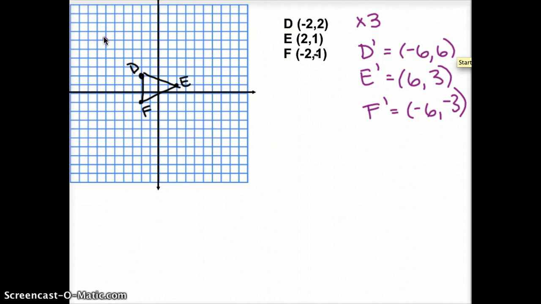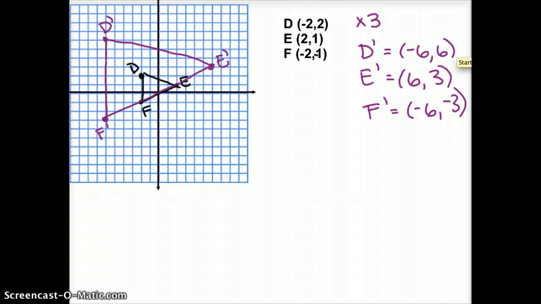So I'm going to have to do a little bit of counting there, but we call it D prime. E prime is going to be at 6, 3. So going over here, E prime. And then F prime is at -6, -3. Okay, and if I make this triangle, connect my sides, do the best I can.